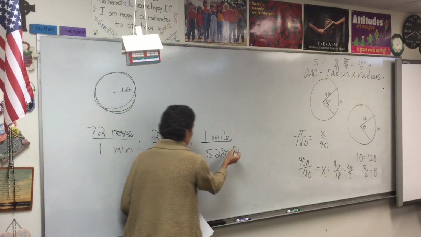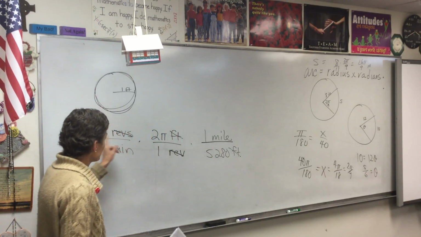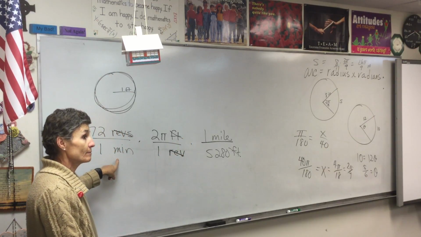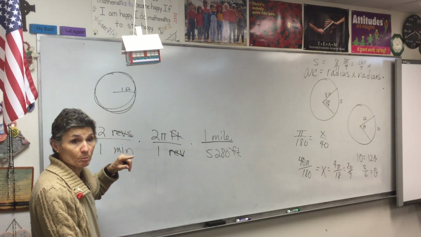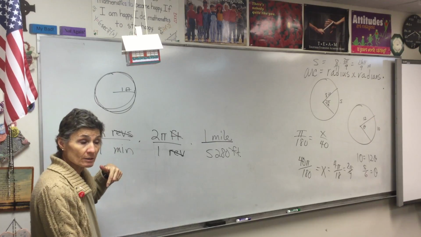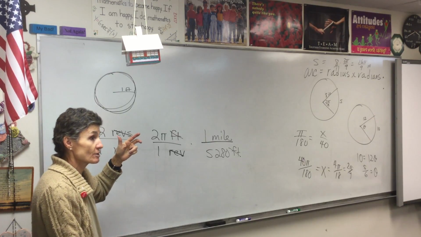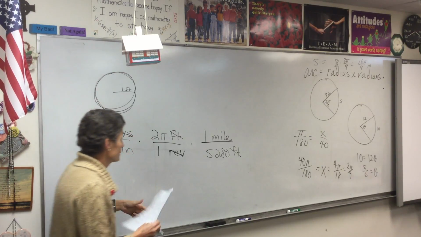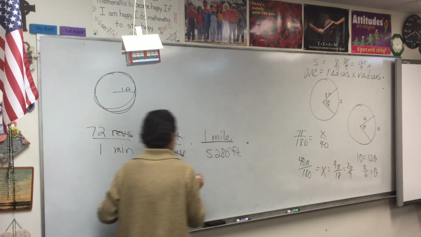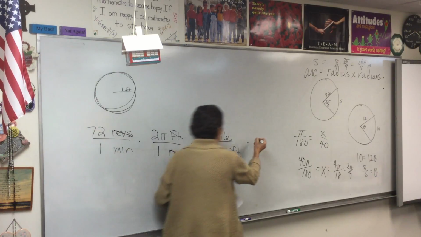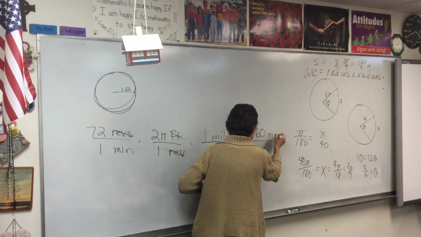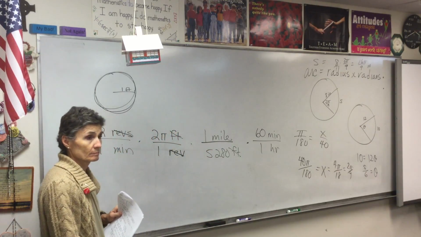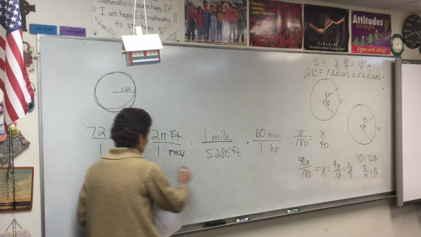Okay, so the feet are gone. Now what have I got? Unit-wise, what have I got? Miles per minute? Yes. I need miles per hour. So I know there are 60 minutes in an hour. So what am I going to put here? I need 60 minutes per hour. So I'll put 60 minutes, 1 hour. And now my minutes cancel.